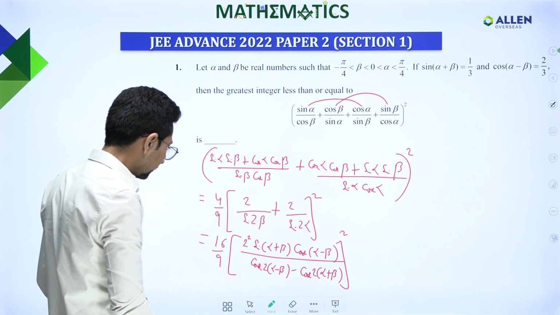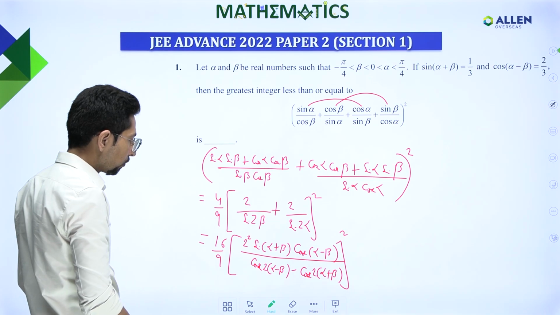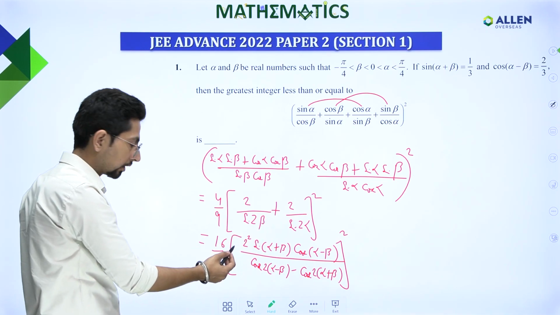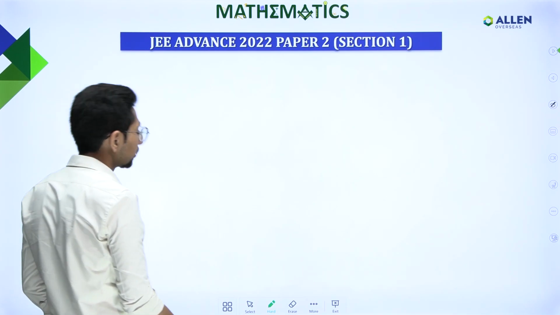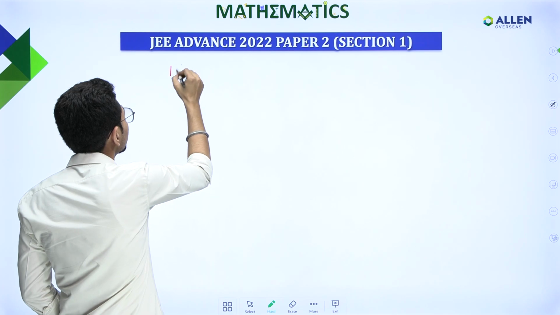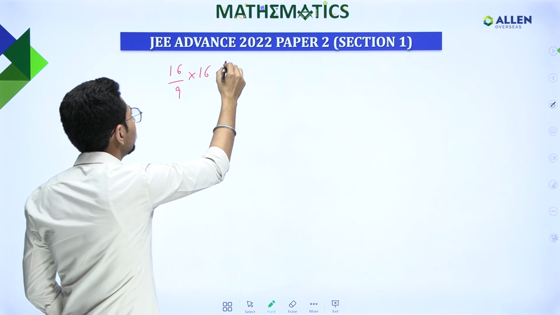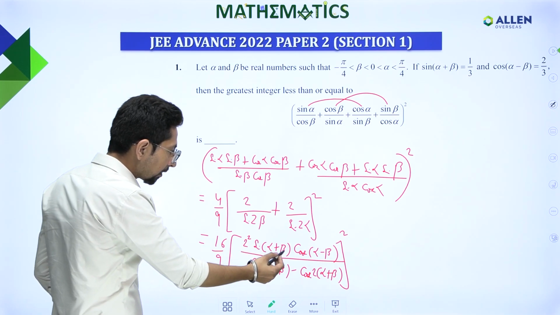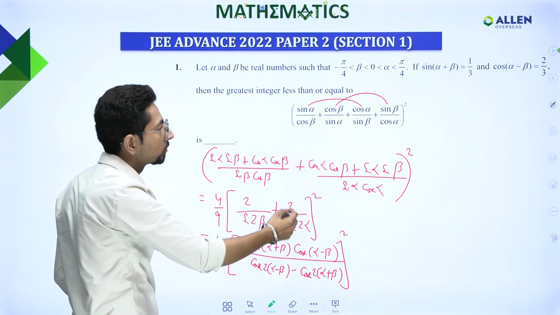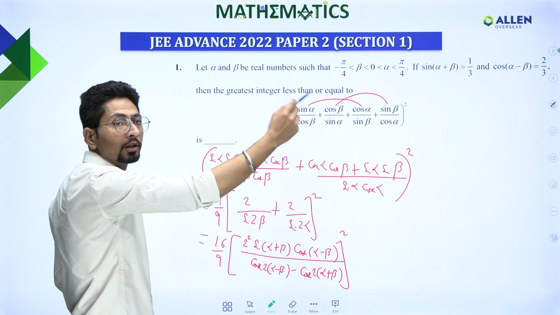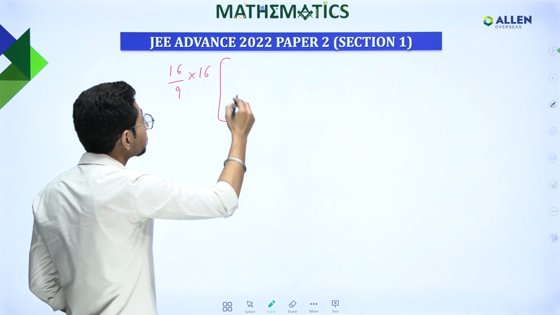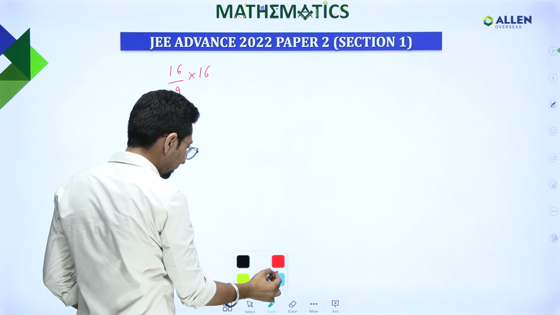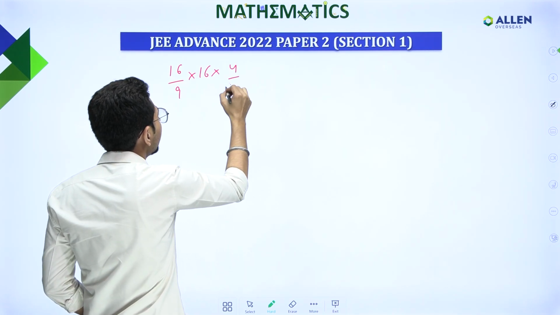Let's take it on the next slide. This is 16 by 9 into 4, that is, this 4 will also be coming outside, right? 4 square, that is 16. So I am writing 16 by 9 into 16, and we have two terms in the numerator. Those are sin alpha plus beta and cos alpha minus beta whole square. So these two values multiplied, 2 by 3 and 1 by 3, that is 2 by 9 whole square, let's write it outside only, 2 by 9 whole square. That is 4 by 81, right?